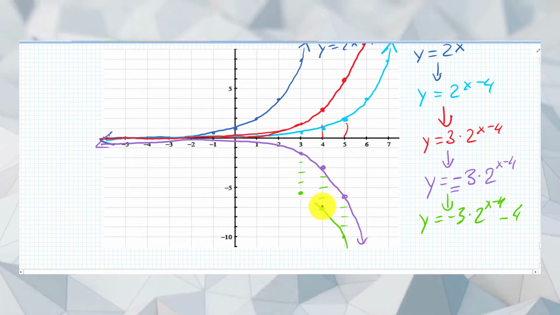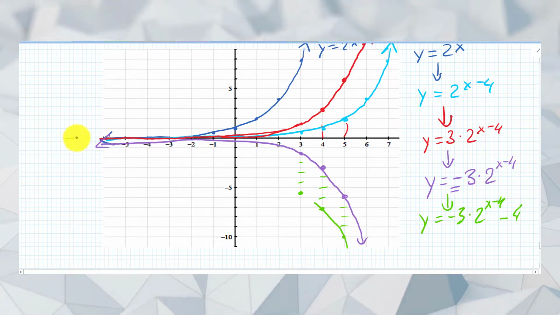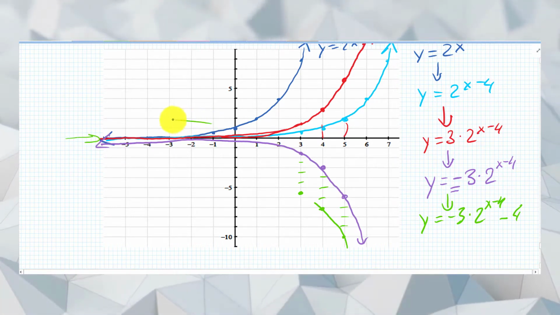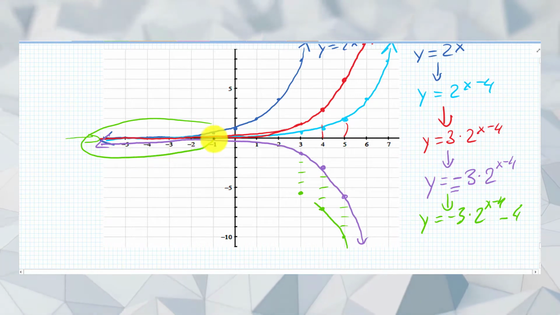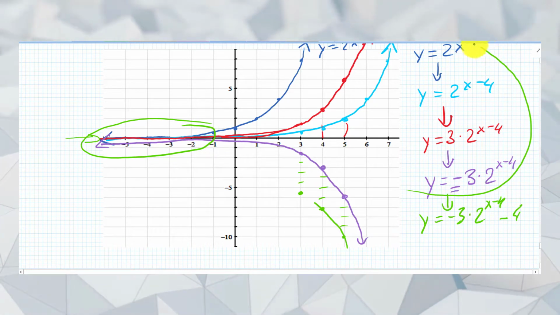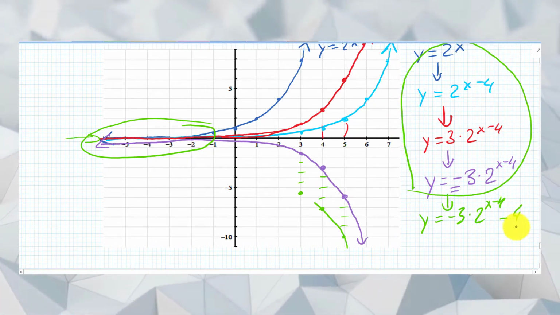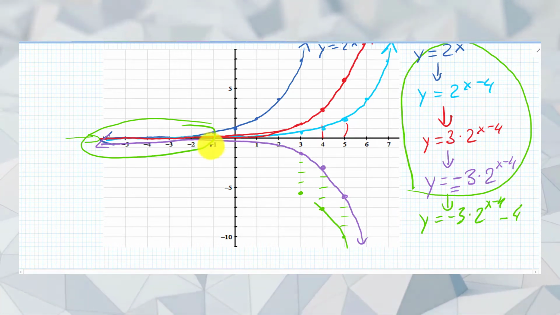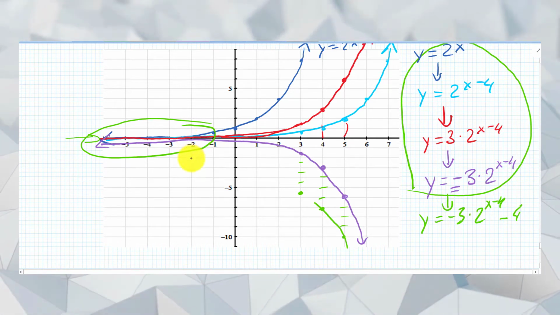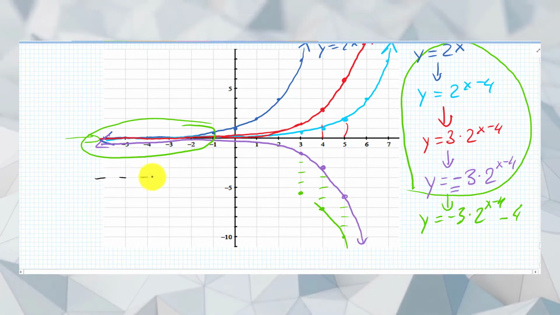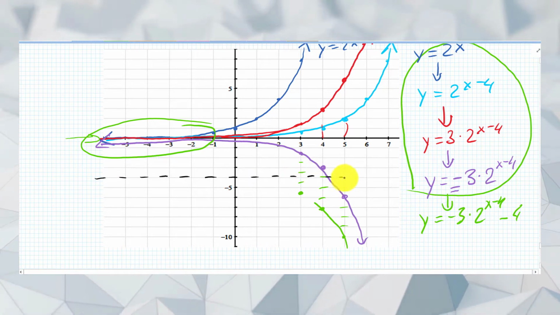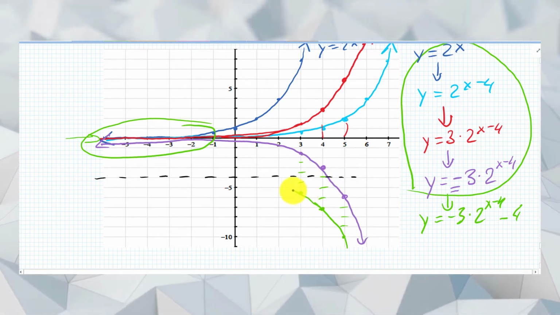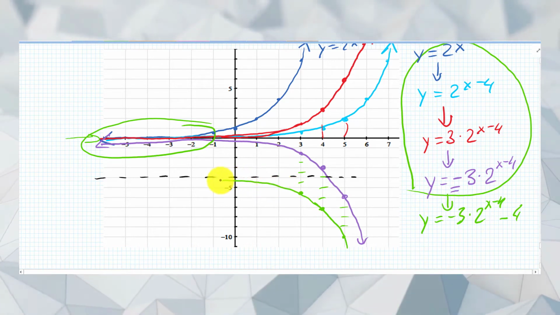Before I go further here, there's a feature I need to pay attention to. It's a horizontal asymptote, right? I did have the horizontal asymptote for all the previous graphs, but when I move down by 4, my horizontal asymptote is also going to be moving down by 4 units, right? So 1, 2, 3, 4. Here's the horizontal asymptote I have to respect now. And so now I can just draw my graph like so. Here we go. All right.